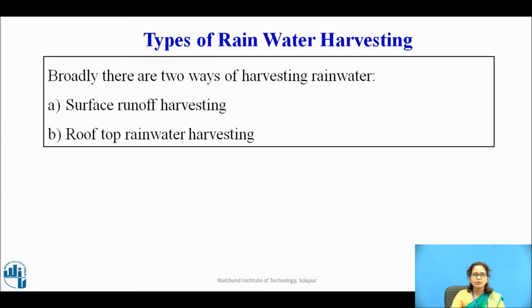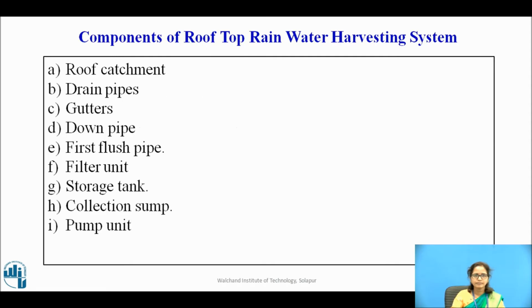So depending upon the classification, and depending upon the purpose of the water, there are two types of rainwater harvesting. First one is surface runoff harvesting, and second is roof rainwater harvesting. So depending upon the purpose and the collection of the rainwater, it is broadly classified into two types.